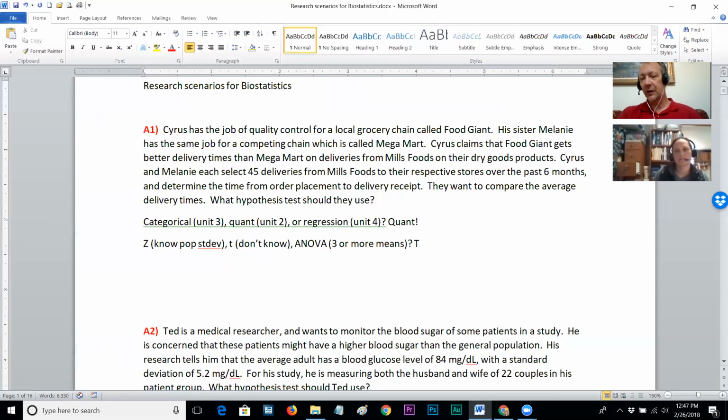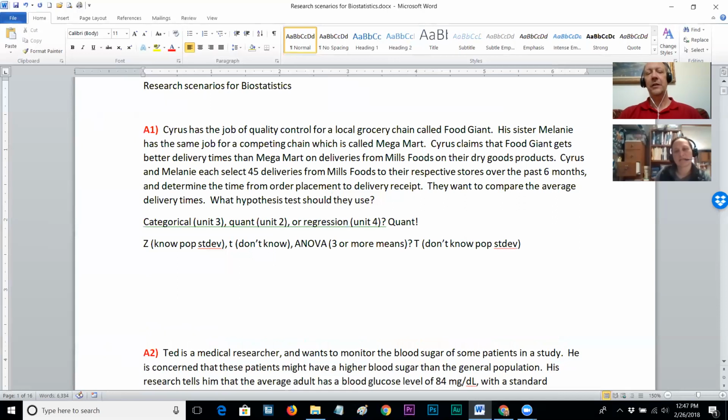T-test, because the standard deviation is unknown. We don't know the population standard deviation. Okay, very good. That was correct, so pat yourself on the back. You're doing good. Now that it's a t-test, we have a 1 sample T, a 2 sample T, and a paired T. This is the tricky question. Let's see how you do.